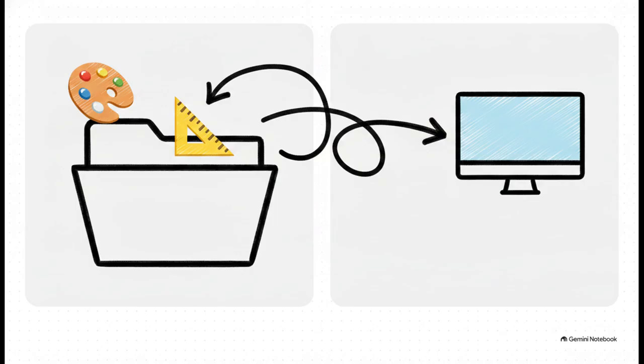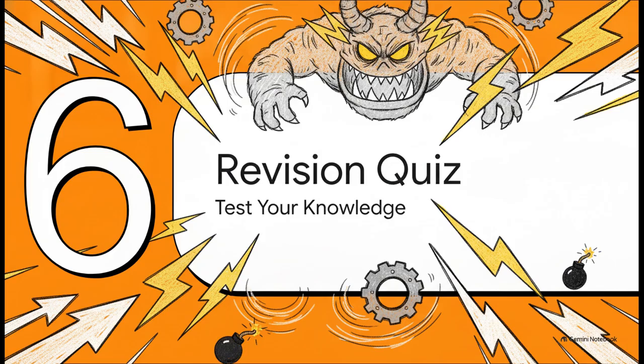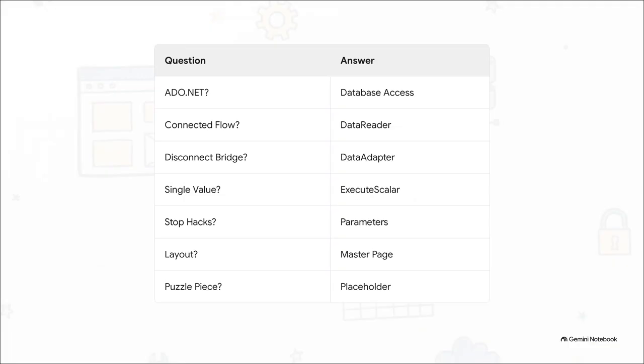They're a team. Section 6, the Rapid Revision Quiz. All right, you've learned the facts. Now let's test those reflexes. I highly recommend pausing the explainer right here and testing yourself against these questions. Ready? What is ADO.NET? It's database access. What flow uses the data reader? The connected flow. What acts as the bridge in a disconnected flow?